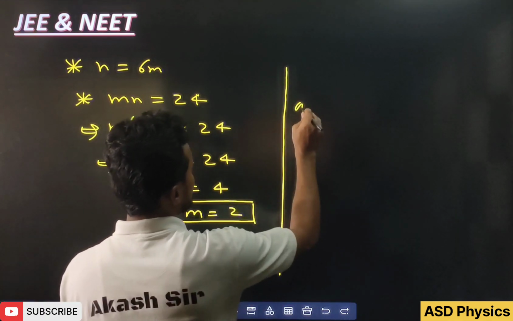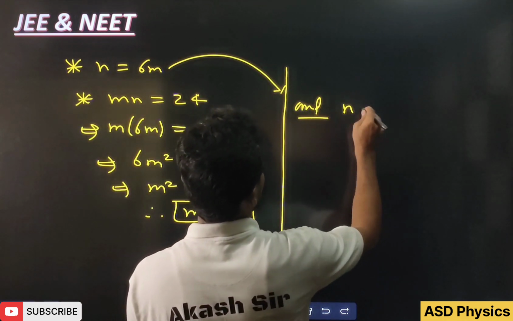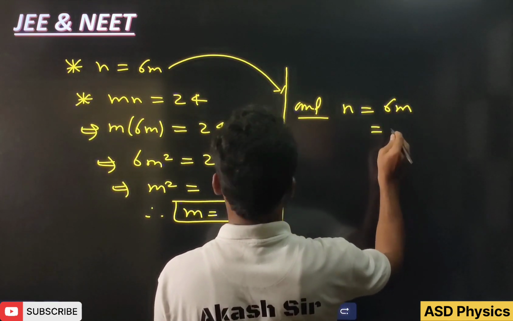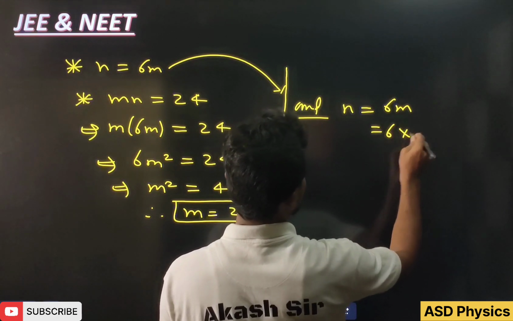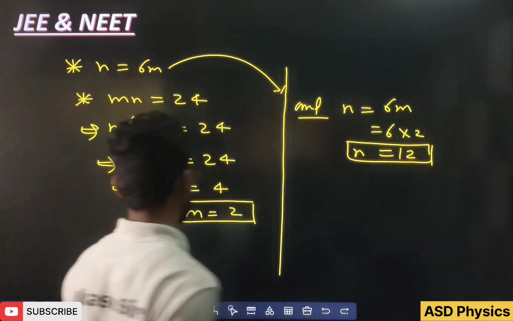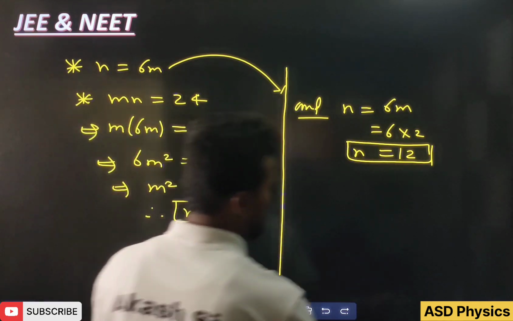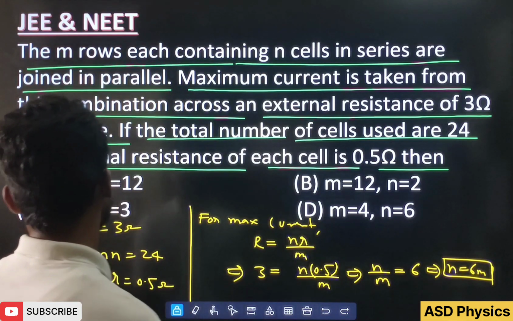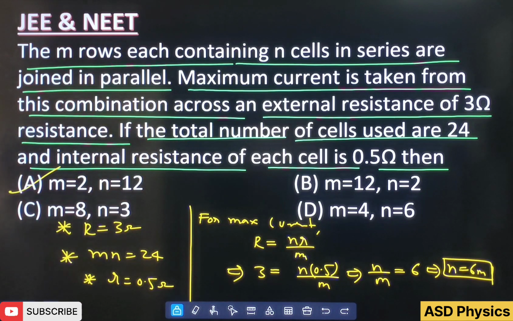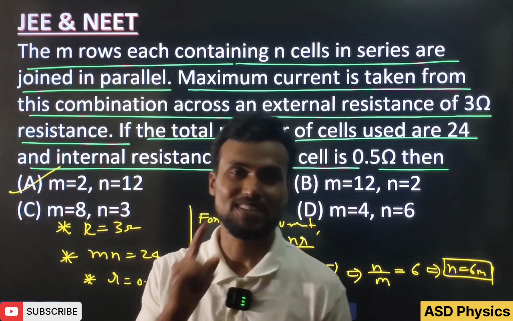And if I see from here, what will be n? n will be 6m, so 6 into 2, how much here? 12. So you can see very well, students, m is 2 and n is 12. Remember that. The correct option is option A. Okay students, I hope you have understood this combination of cells video very well. Keep studying, keep going.